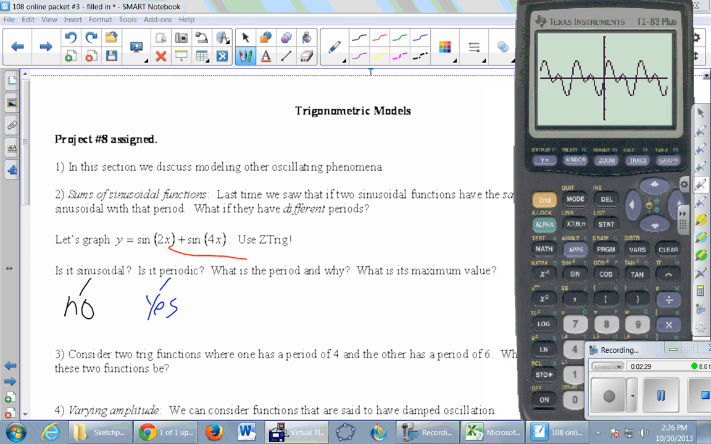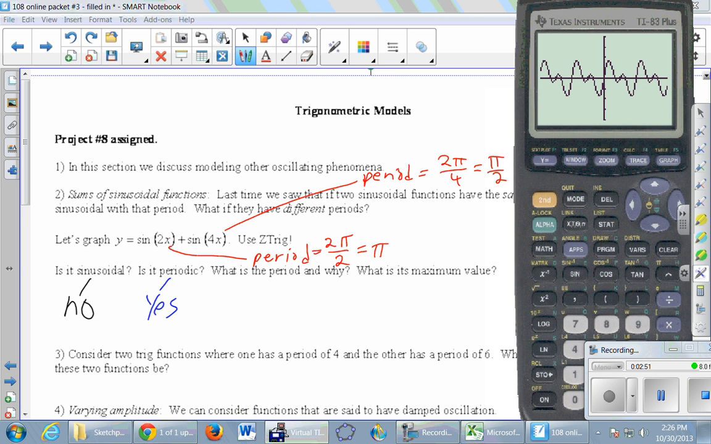So let's write the periods of these two things. The period of this first one, remember the formula for a period is 2 pi over b. 2 pi divided by 2 in this case. So this one repeats every pi. And then the period of this one, 2 pi over 4. So this one repeats every pi over 2. So you've got one function that repeats every pi, another function that repeats every pi over 2.